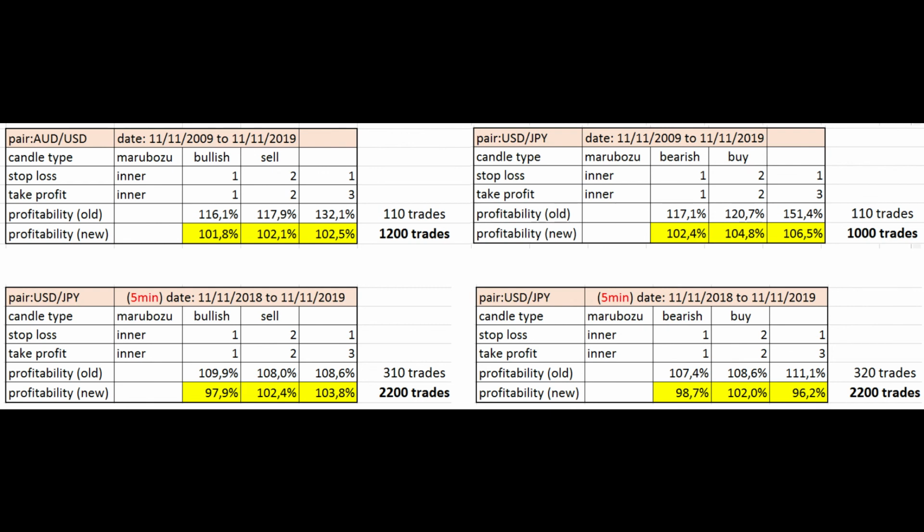Reliability of this naked Marubozu pattern is too low for me. Of course it can be useful, just under the right conditions.